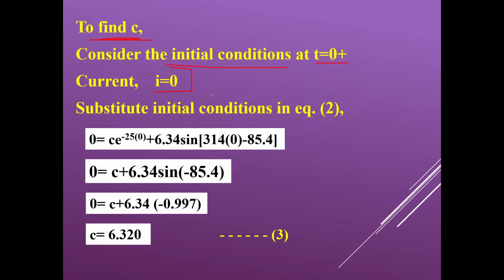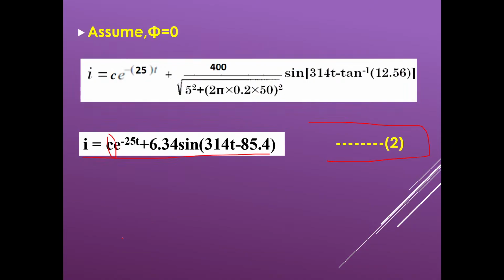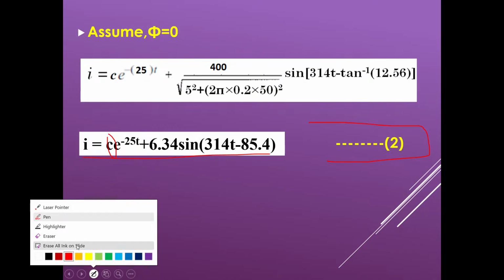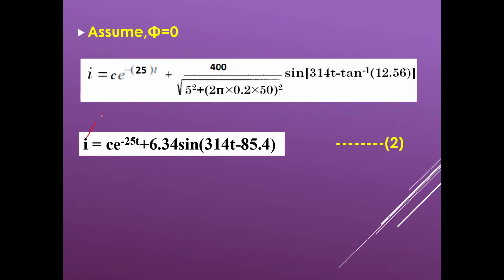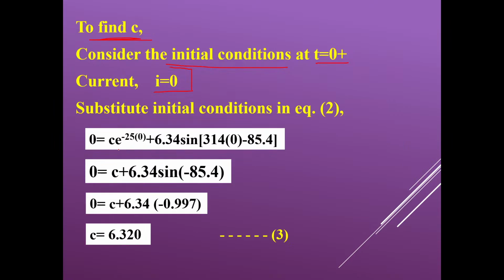So wherever I is there in the above equation 2, I just substitute 0. So I is what? I is 0. And wherever t is there, substitute 0. So here also t is there, substitute 0. So wherever I and t are there, substitute 0 and simplify.